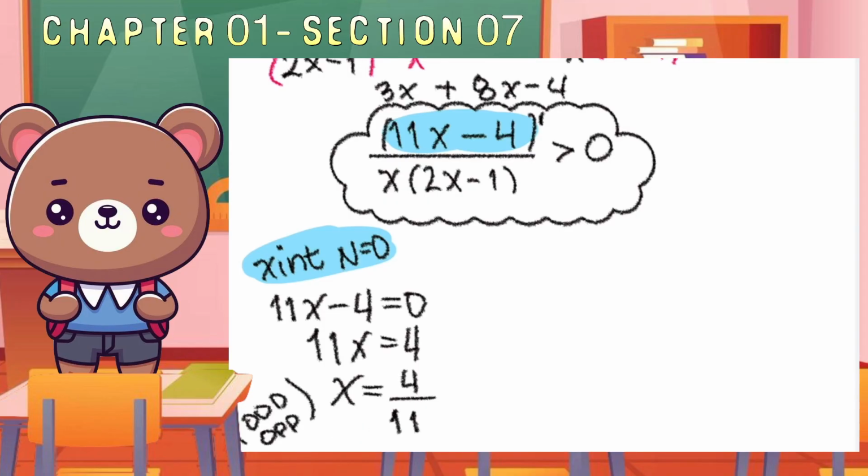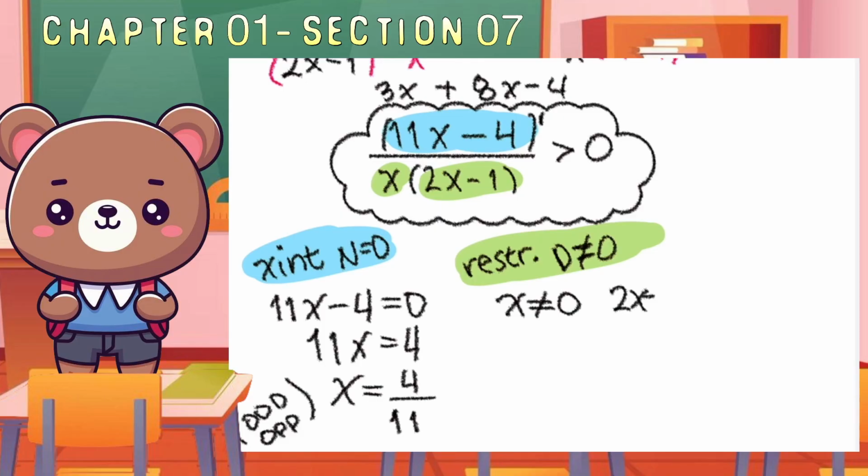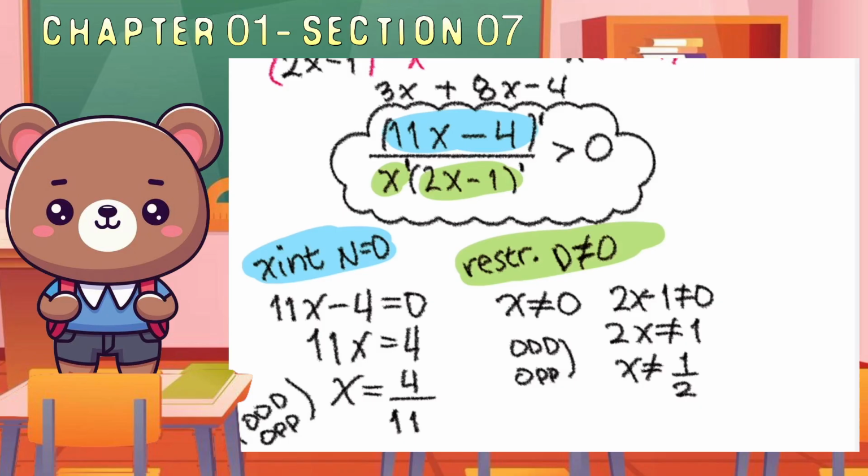And then the other, this is going to be the first time we have this going on, but we're going to set the denominator equal to 0, and that's going to find us our restricted values, or vertical asymptotes, either way. So our restricted values we get by setting the denominator not equal to 0. So x can't equal 0. That one's done. And then 2x take away 1 can't be 0. So 2x can't equal 1. So x can't equal 1/2. And these all came from first powers as well. So another odd, opposite, and odd, opposite situation.